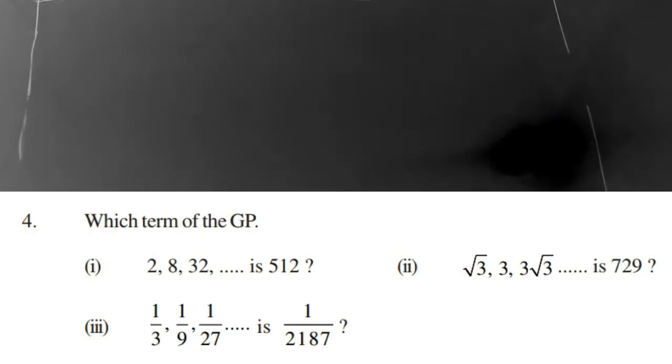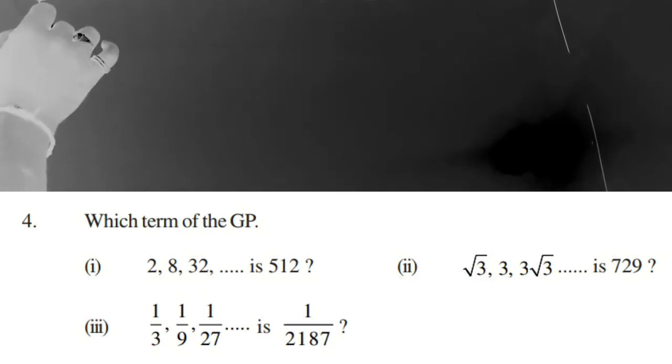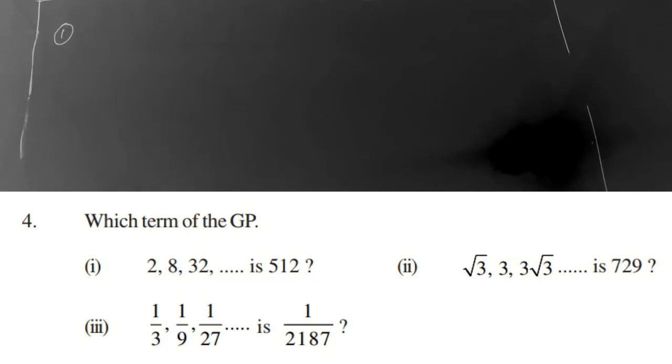Hi my dear friends, in this video we are going to learn question number 4, exercise number 5. Which term of the GP is 512? So in this fourth bit we have 3 questions. I am solving one question for you, remaining 2 questions as a homework.